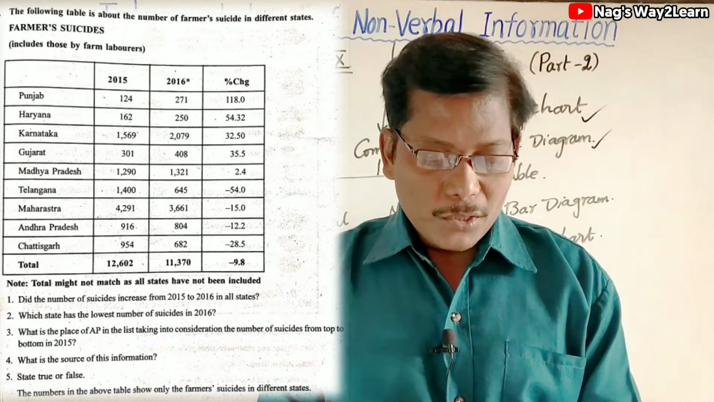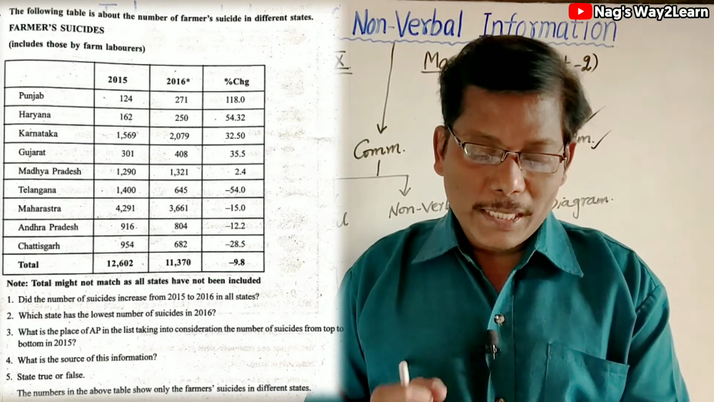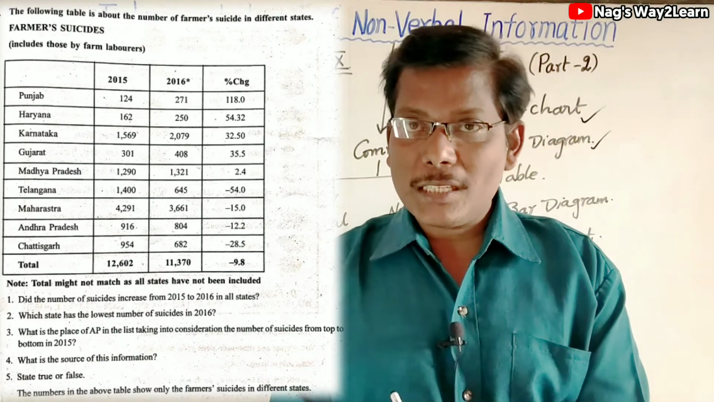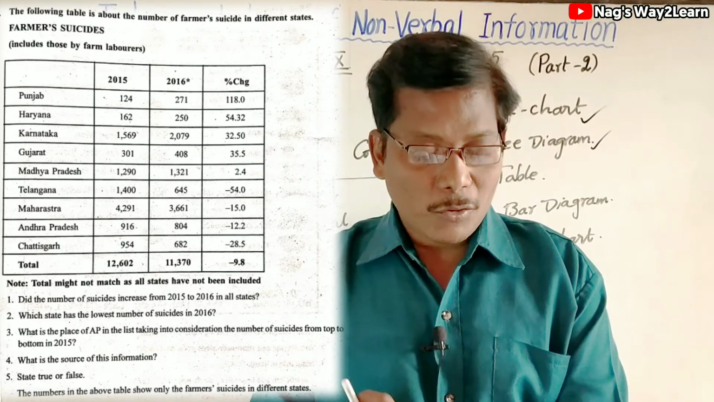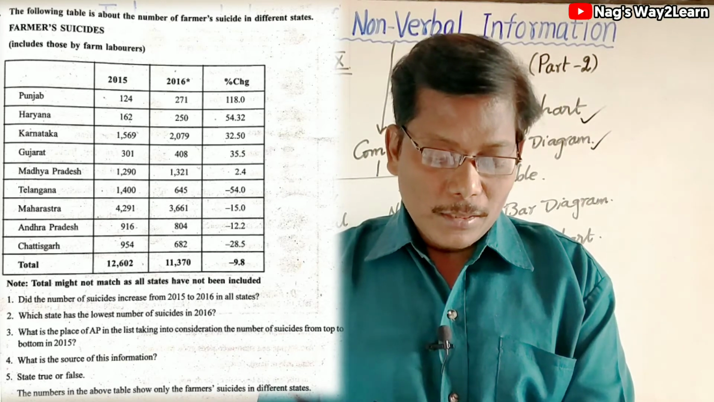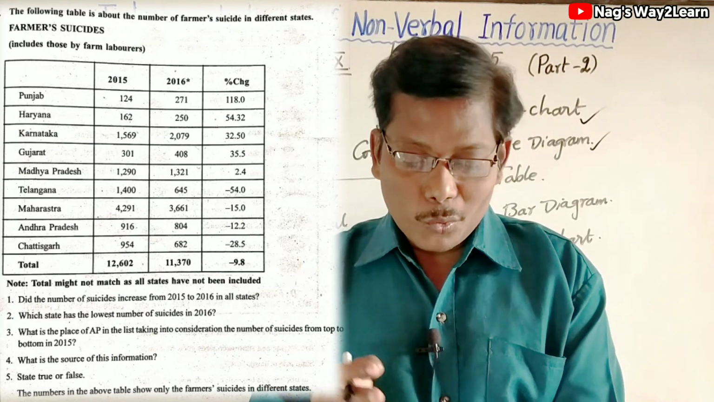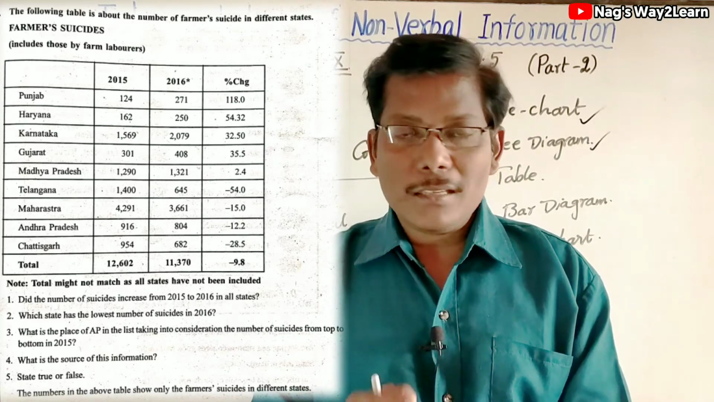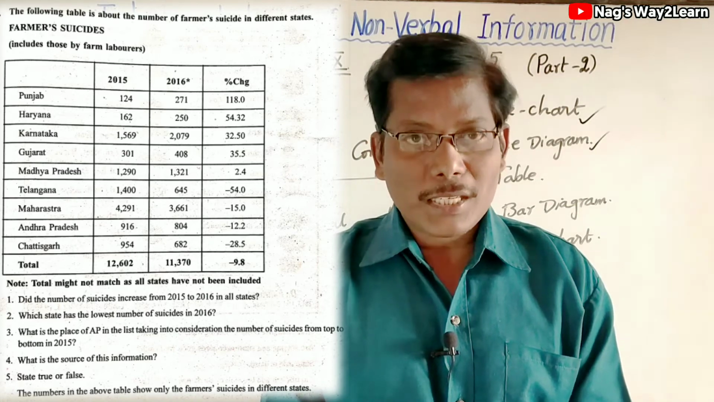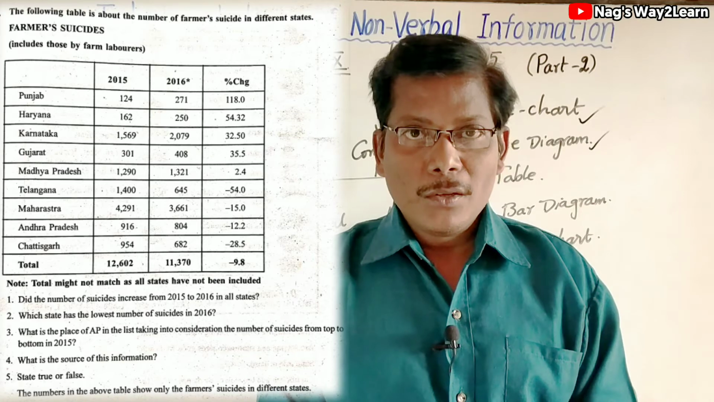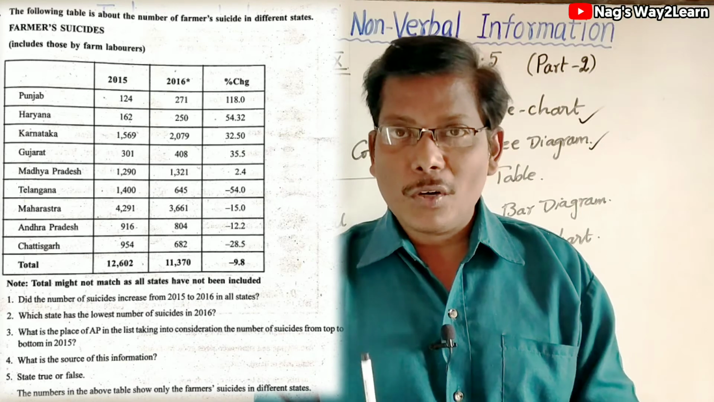The first one is Punjab. In Punjab in 2015, 124 suicides took place, whereas in 2016, 271 suicides took place. That means there is an increase, 118 percent, from 2015 to 2016 in the state Punjab. In this way, some states and some numbers of suicides and percentages are given. We need not study all the information in detail. You just try to understand what is given.